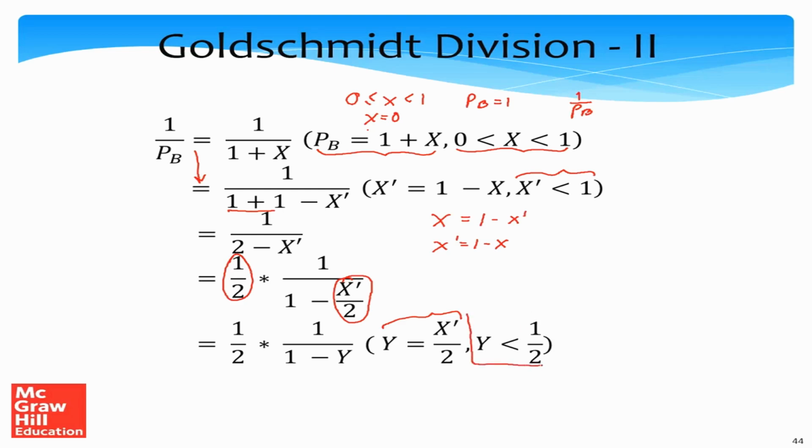Alright, so since x dash is less than 1 and y is equal to x dash by 2, y becomes less than half. So we finally end up with this expression over here, when 1 by the significand is half times a number of the form 1 by 1 minus y, where y is equal to x dash by 2, which is equal to 1 minus x divided by 2, which can be computed very easily using a regular subtraction and a right shift. It can be computed very, very easily.